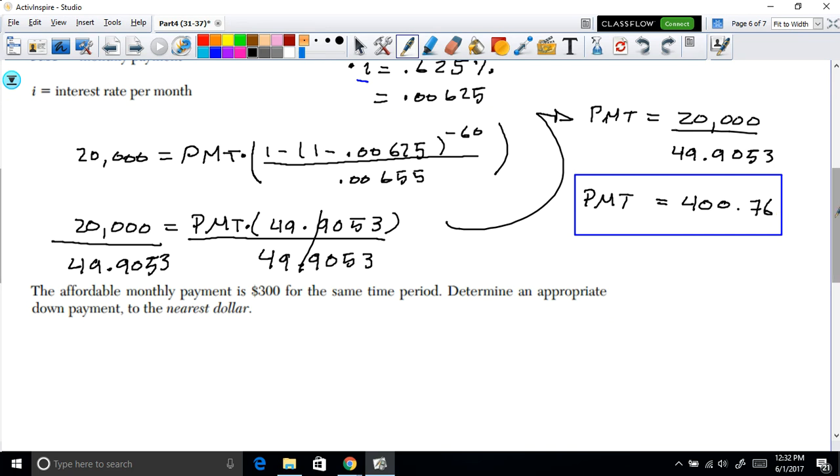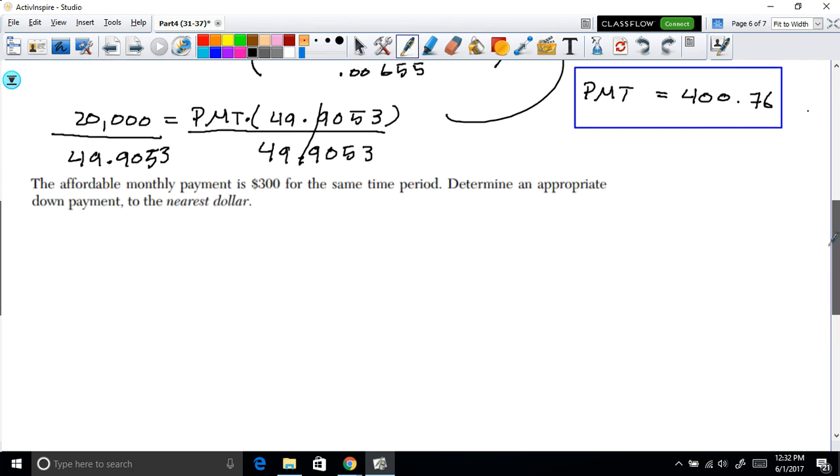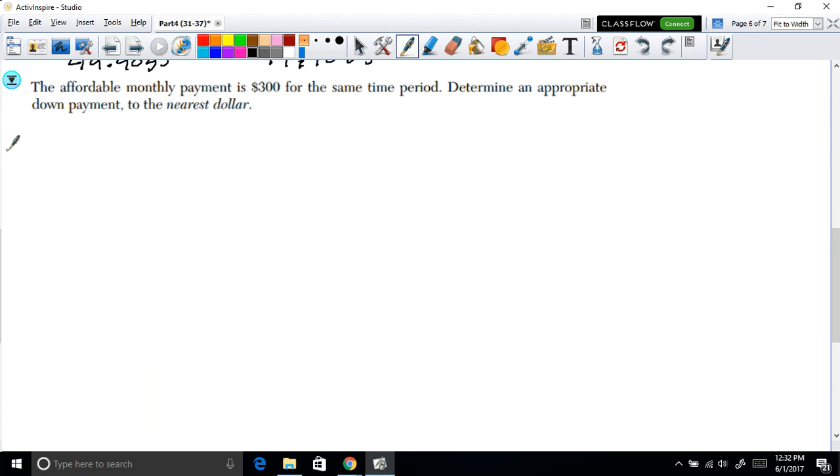So now here what they're saying is, well, let's switch it up a little bit. Here it says for the affordable monthly payments. So now the monthly payments are 300, and we're still talking about the same time period. Now here we're looking for something different. They're asking us to determine an appropriate down payment to the nearest dollar. Let's write down what we have here.